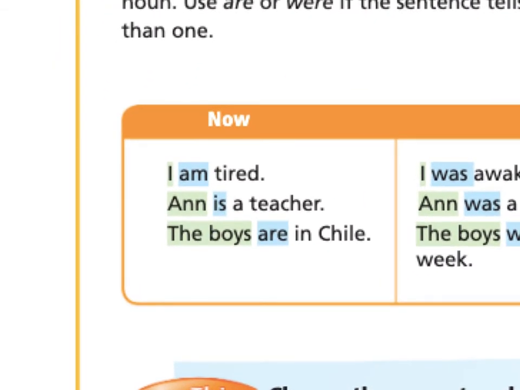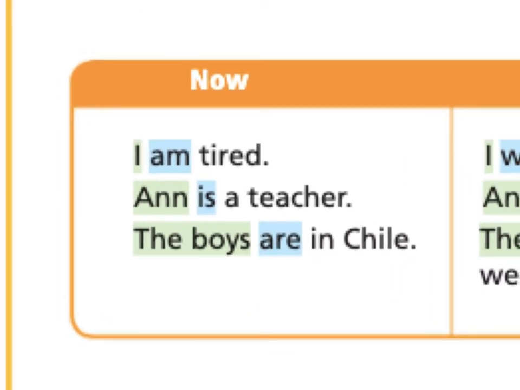So now, this means that it's happening right now. I am tired. I is the subject. It's who the sentence is about. There's just one, so we use the verb am. I am tired. Anne is a teacher. Anne is a subject. There's just one, so we can use is. The boys are in Chile.